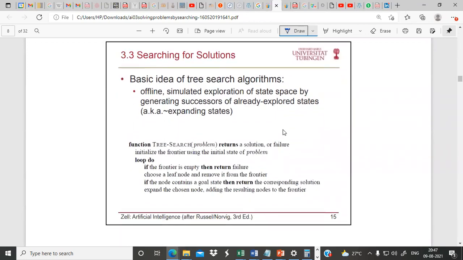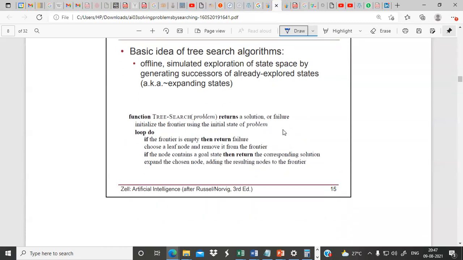fine. So what we are discussing is that most of the real world problems can be converted to a search problem. Once it is converted to a search problem, then you can apply any standard search algorithm to solve the problem. Okay. So the basic idea of a search algorithm is given here. Function tree search. It takes a problem as input and it returns a solution, or it returns failure. If there is no solution, it will return failure.